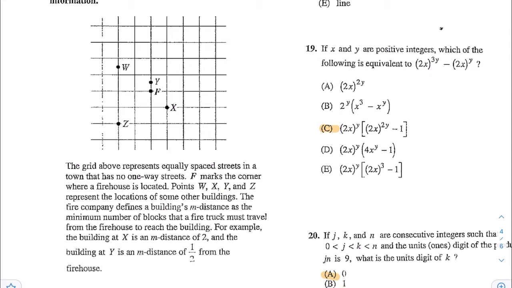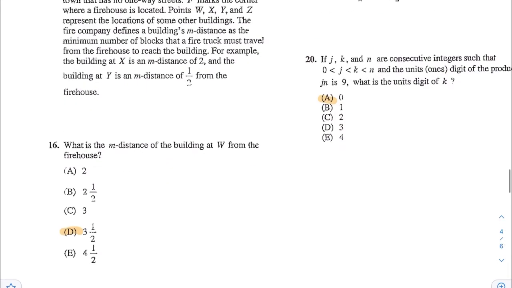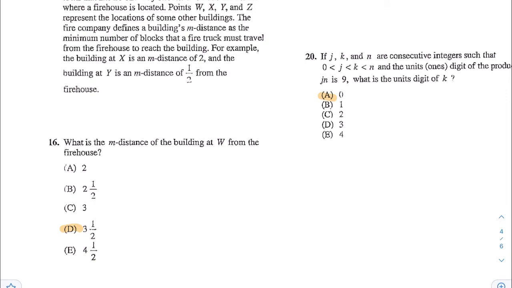For example, the building at X is determined at an M distance of 2, and the building at Y is an M distance of 1/2 from the firehouse. Again, F is the firehouse, so let's label that. Now, what's the M distance of the building at W from the firehouse?